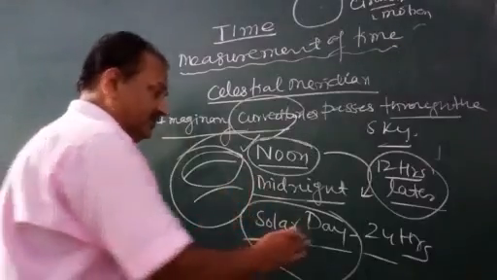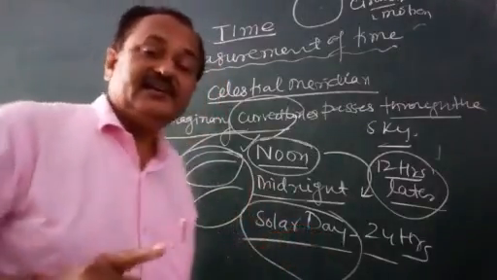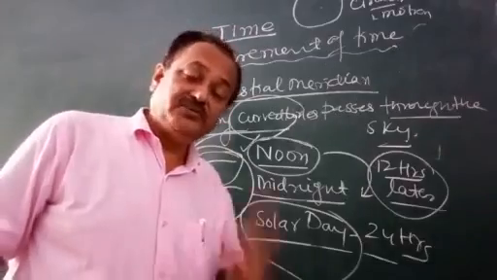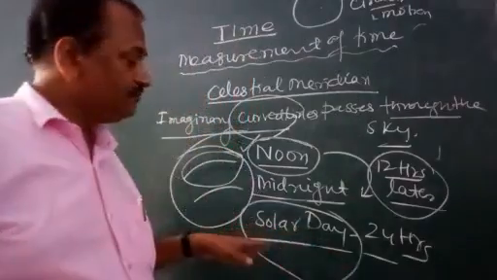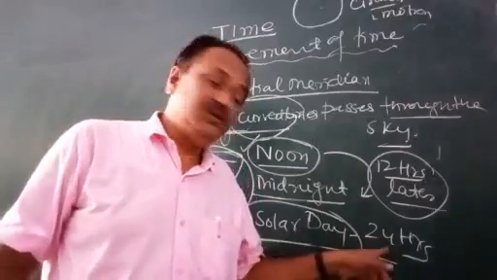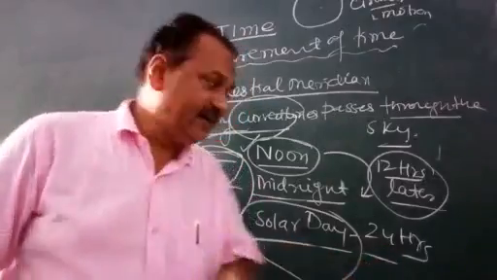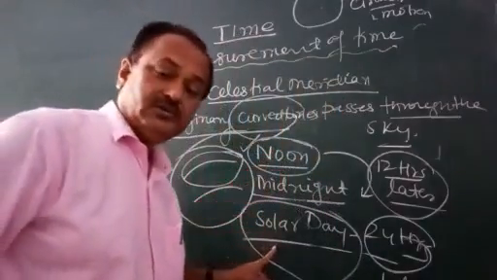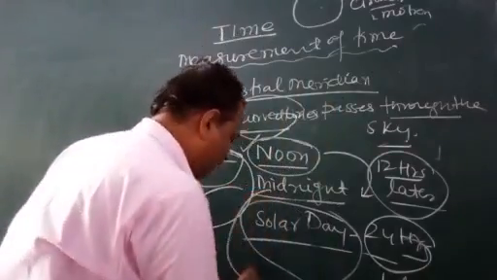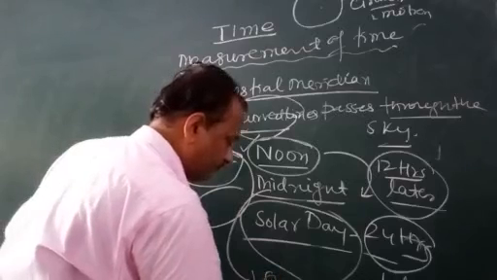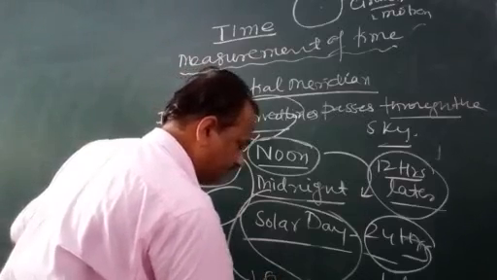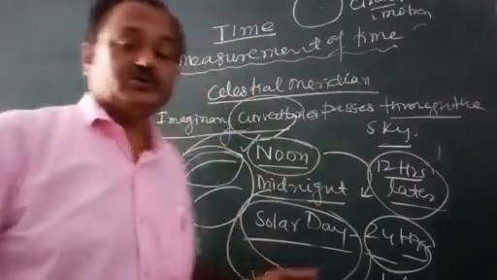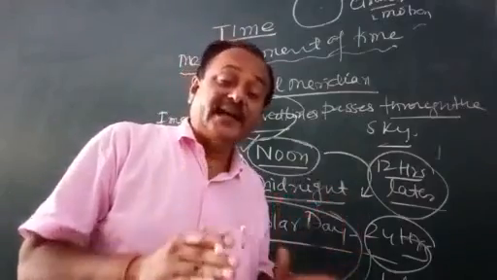So this is one. Then coming to solar day. Solar day is of 24 hours. 24 hours एक दिन में होता है. So solar day for earth is 24 hours and it is called one day. So noon to midnight, and again from midnight to sunrise, this 12 and this 12 becomes 24 hours.